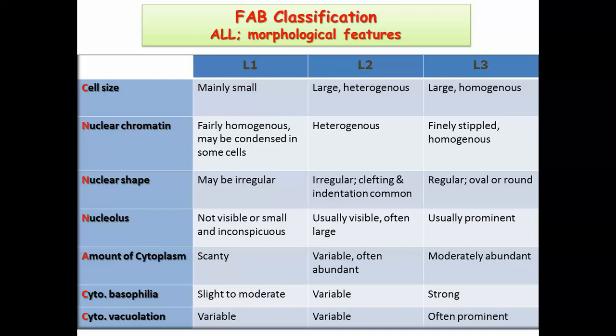Nucleolus not visible or small and inconspicuous in L1, while usually visible, often large in L2, and usually prominent in L3. Amount of cytoplasm is scant in L1, variable, often abundant in L2, moderately abundant in L3. Cytoplasmic basophilia is slight to moderate in L1, variable in L2, strong in L3. Vacuolation is variable in L1, variable in L2, and often prominent in L3. I may see a case of L2 with vacuolation, but very small. Maybe I find one blast with one vacuole; I cannot be certain on that, and I need the rest of the criteria: deeply basophilic, large blast.